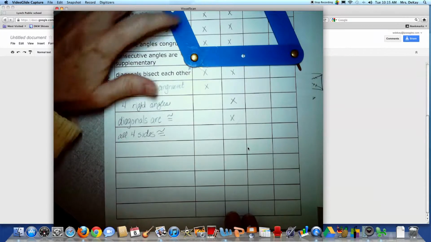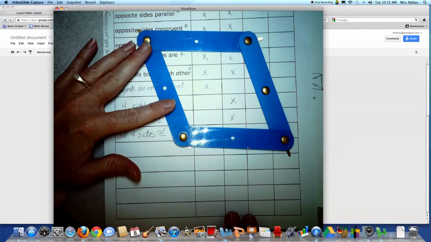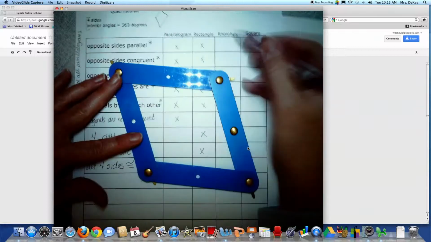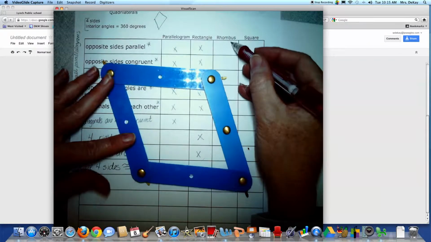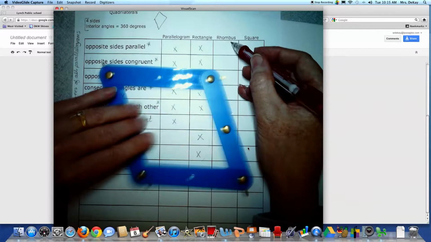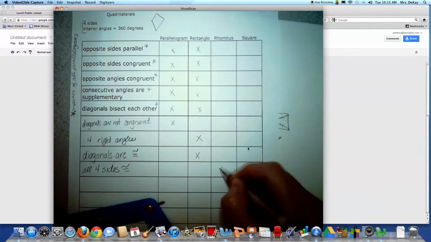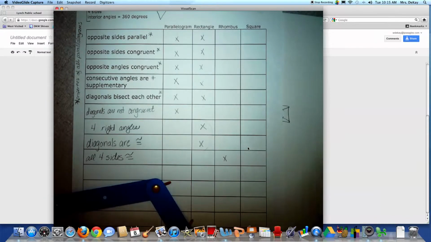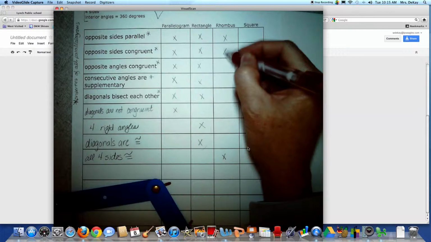When I do that to a parallelogram, I now have a rhombus. This is a special parallelogram called a rhombus. So I know a rhombus has all four sides that are congruent. It has these 5 main qualities.